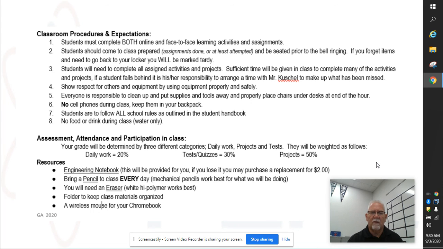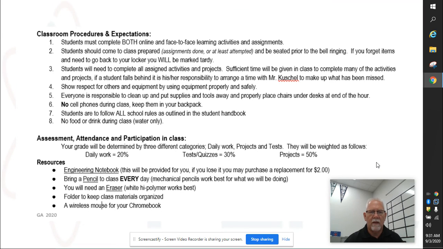You'll need an eraser. What I like to use is the white, I call them a white high polymer eraser. If you look at what I've got in my hand here, these little white erasers, okay, those by far work the best. They don't smudge or rip your paper. So if you're going to buy them, Walmart has them, 3 of them for $1.50, $1.60, something like that. So get them and share them with each other and share the cost, that type of thing.